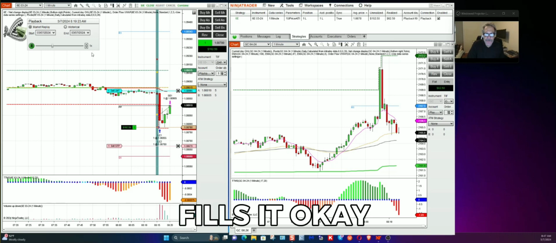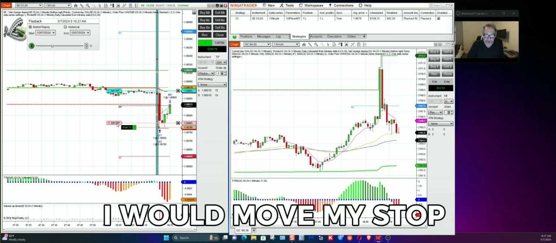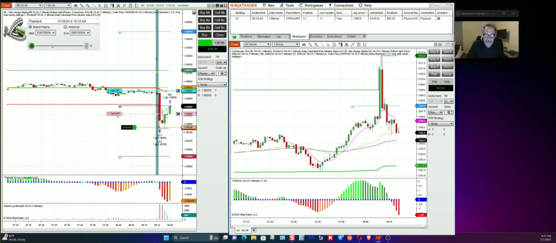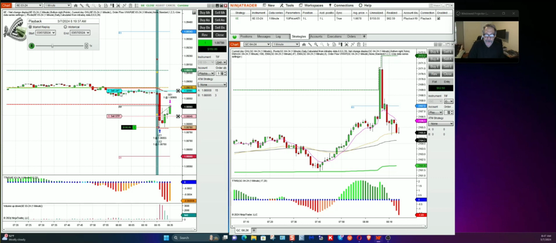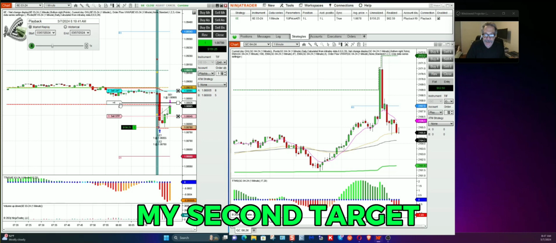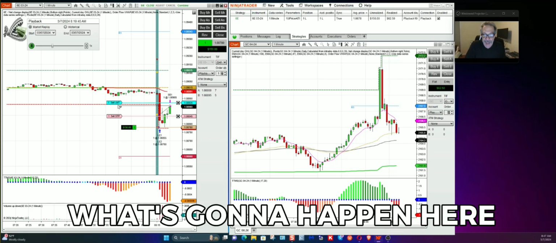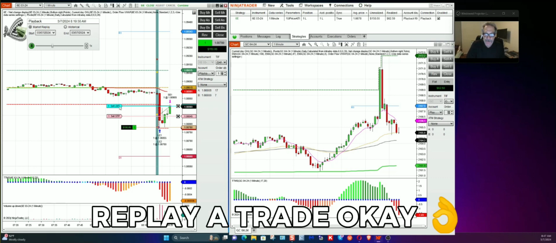Fills it. Okay. Move your stop to safety. I would move my stop to very safe. Okay. Plus trailing on this report. I might bring down my second target. Again, we know what's going to happen here, but this is how you replay a trade, okay?